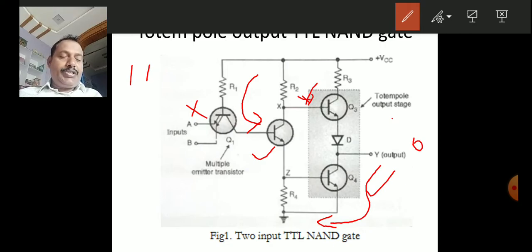Also, since the output impedance is uniformly low irrespective of the current output state, the fan out capability of the logic gate is also better in this case. So these are the two advantages of the totem pole output configuration.